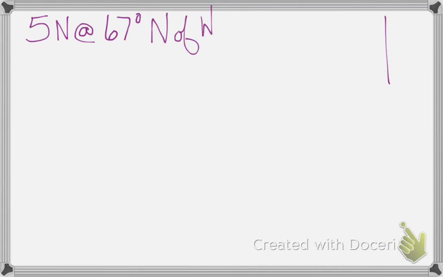Over here on the right side, you'll see me create a little bit of a compass rose: north, east, south, west. So what we're going to do, we have to orient what we've got. Start by drawing a small axis, and then we're going to work backwards from this, because we have to figure out where we are going to draw our 5 newtons and where is 67 degrees north of west. So I'm going to work backwards.